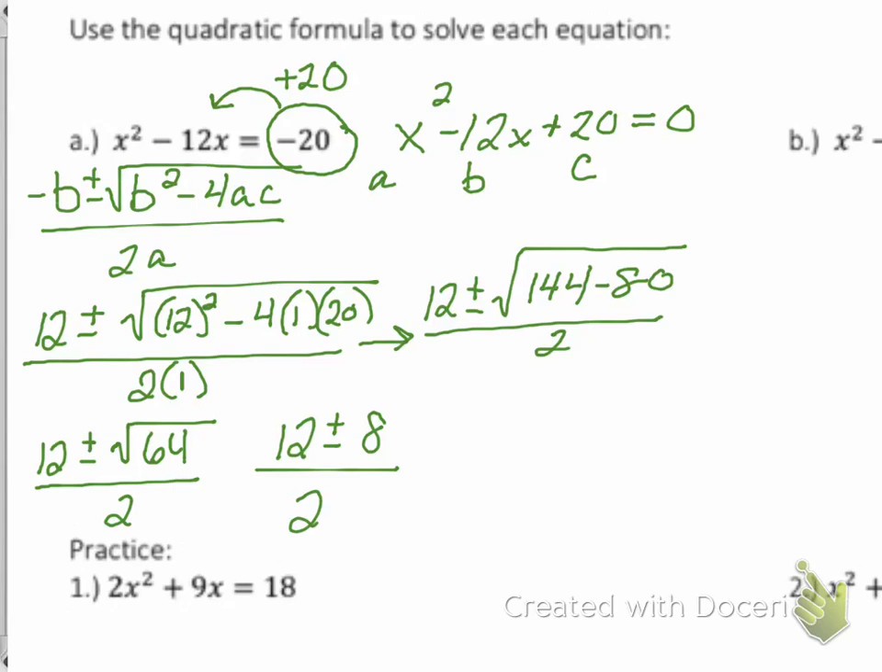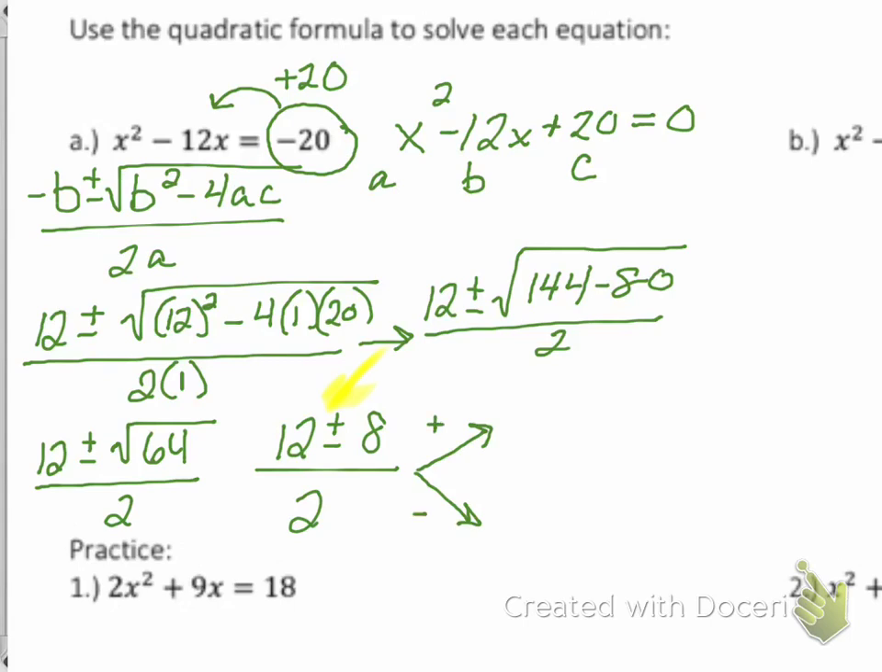Now notice that they take care of that plus or minus when we square root something, so you don't have to worry about getting those two answers. It's kind of like built into the equation there for you. So this is where I branch off into two different directions, because we have where I'm adding 8 or where I'm subtracting 8.